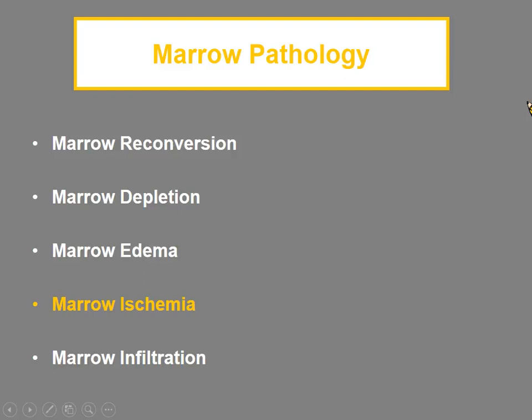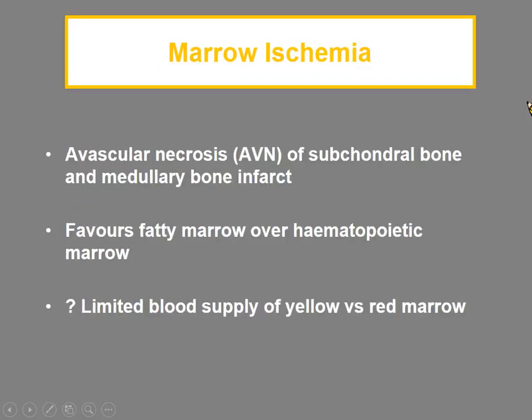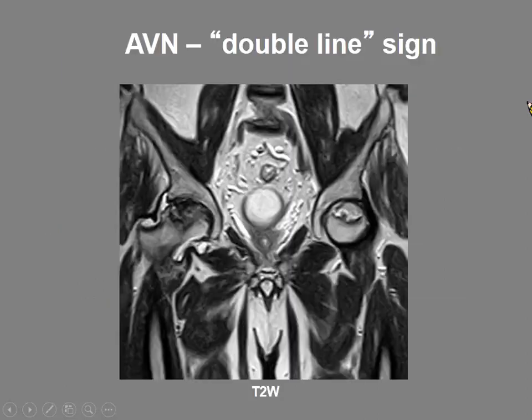Now, moving on to marrow ischemia, this usually manifests itself as an avascular necrosis of the subchondral bone or medullary bone infarct. And it tends to favor fatty marrow over hematopoietic marrow, possibly because of the more limited supply of blood in yellow marrow compared to red marrow.